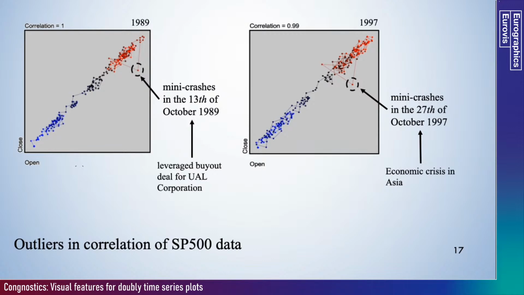On the left doubly time series plot, we can see an outlier which corresponds to the mini crisis on the 13th of October in 1989. The crisis was caused by the leveraged buyout deal for UAL Corporation. On the right plot, the outlier is due to the mini crisis on the 27th of October in 1997. We saw the impact of an economic crisis in Asia on the US at that time period.